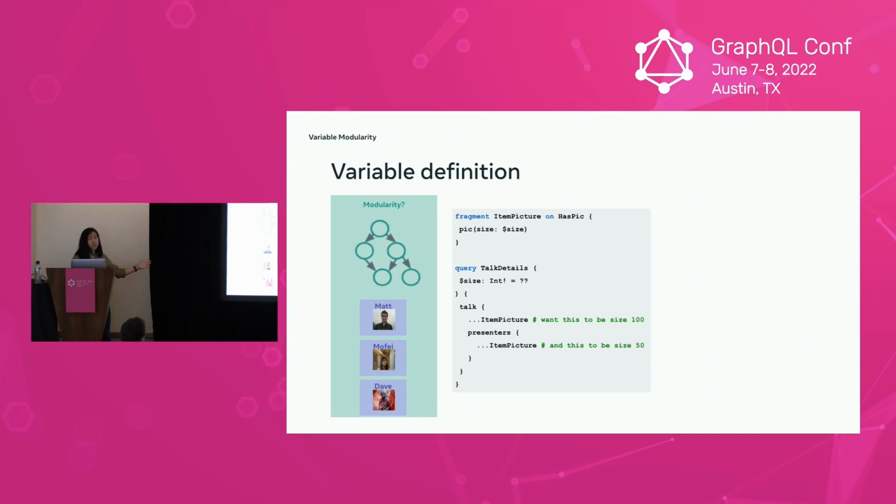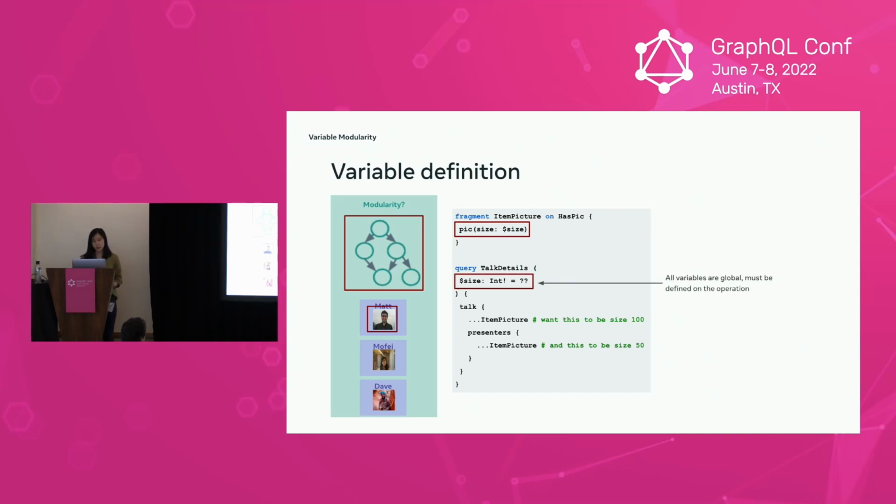But I might want to fetch those pictures with different sizes. Now this is where I have a problem. Fragments can only use variables in the global namespace, which means I cannot reuse item picture within this query to achieve my desired result. All variables are global and they have to be defined on the operation. And because of those things, it's impossible for item picture to be fully customizable or reusable.